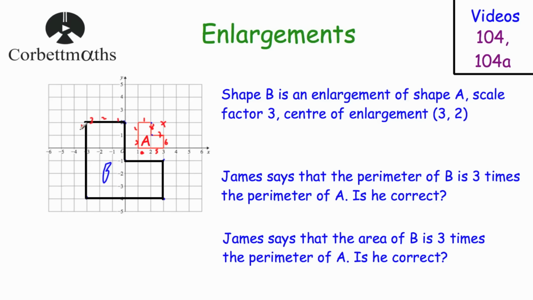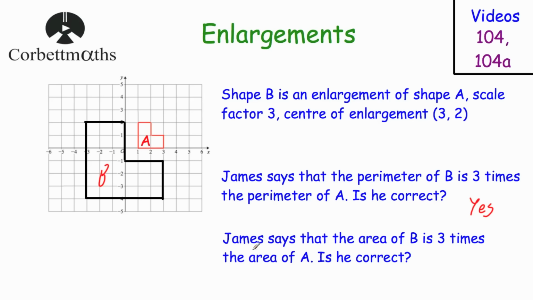We've got 1, 2, 3, 4, 5, 6, 7, 8, 9, 10, 11, 12, 13, 14, 15, 16, 17, 18, 19, 20, 21, 22. I'm just counting all these lines, 23 and 24. So the perimeter of B is 24. So he is correct, yes. Okay, let's have a look at our next question.